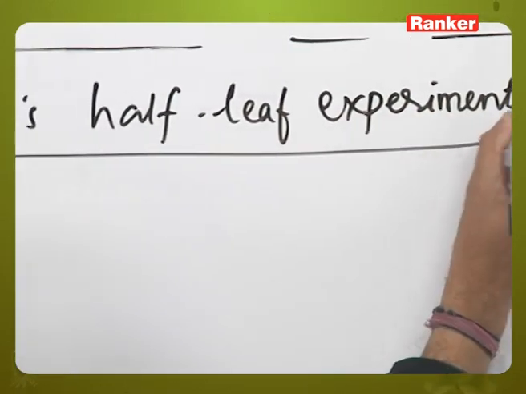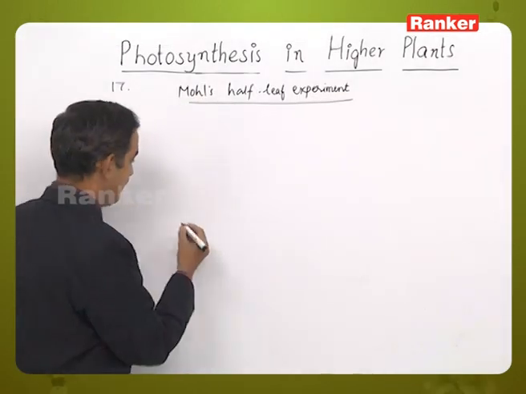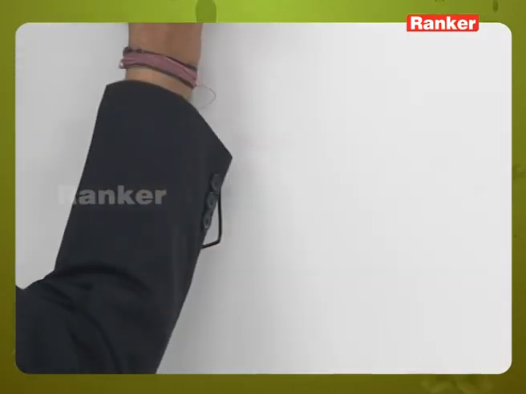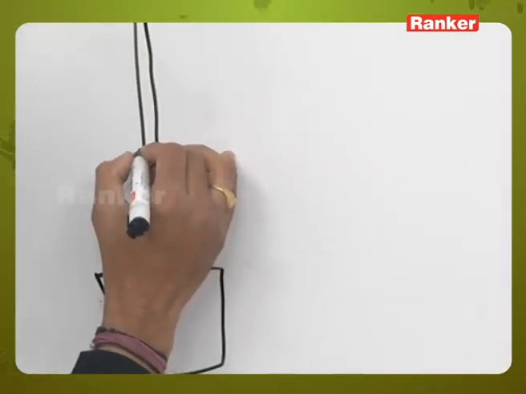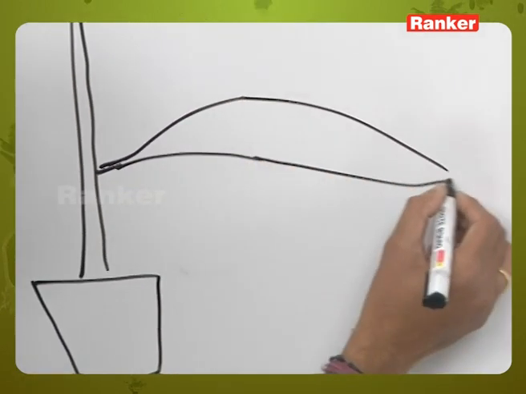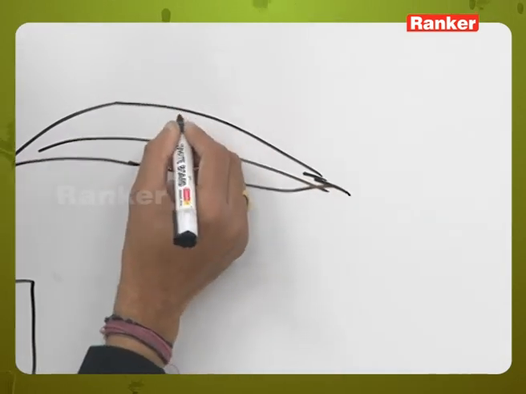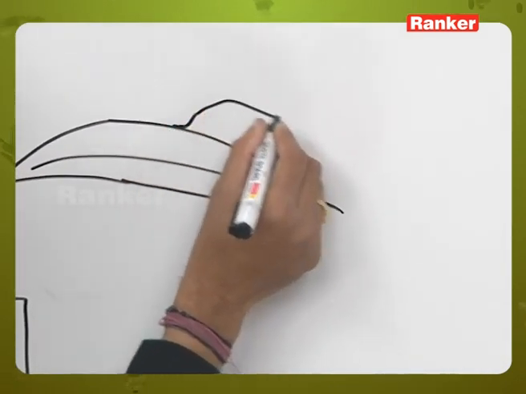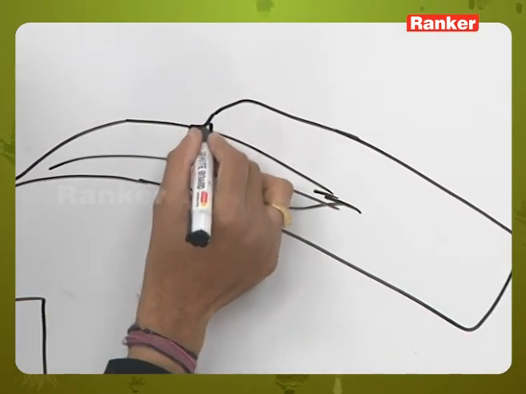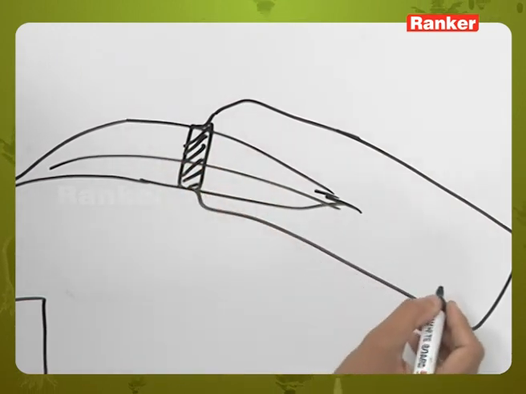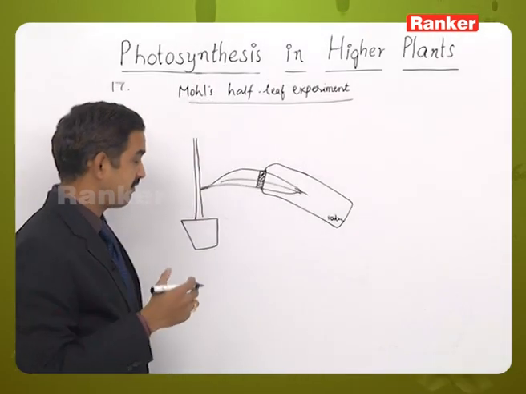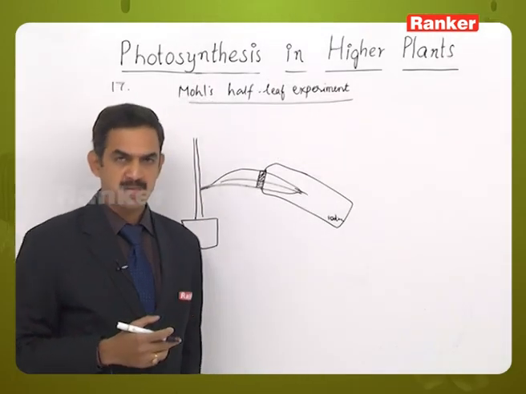a leaf which is attached to the plant, that is, a potted plant is taken, and half part of the leaf will be kept inside a bottle, and that bottle has to be closed with a rubber stopper. And inside this bottle, potassium hydroxide will be taken. That is the way this Moll's half-leaf experiment will be conducted.